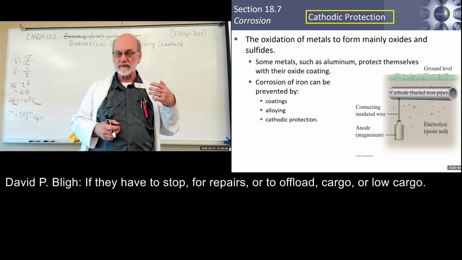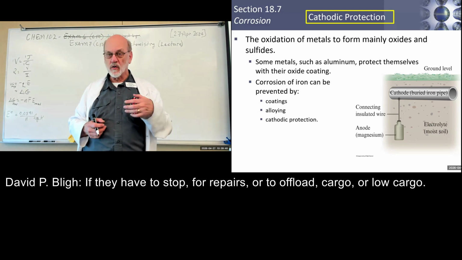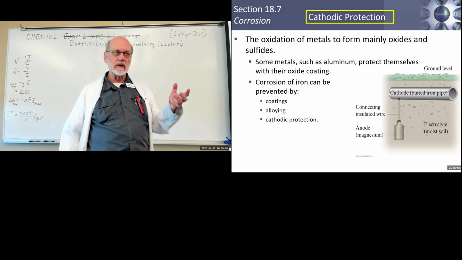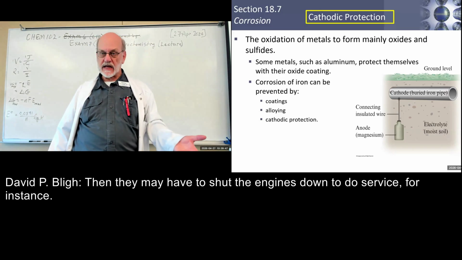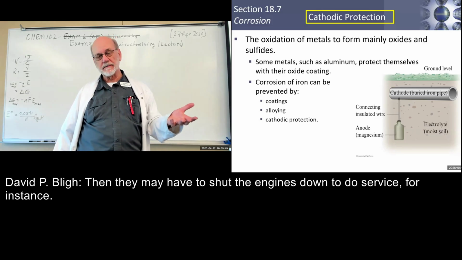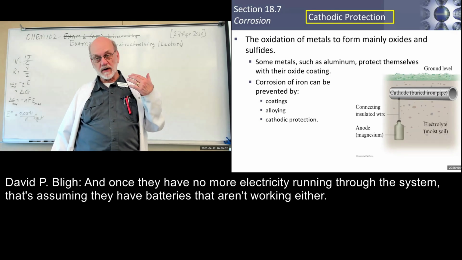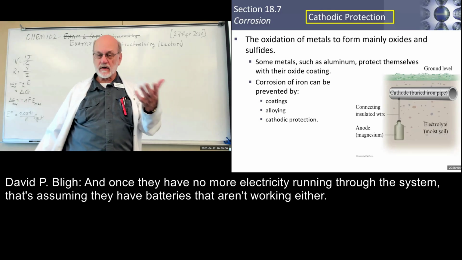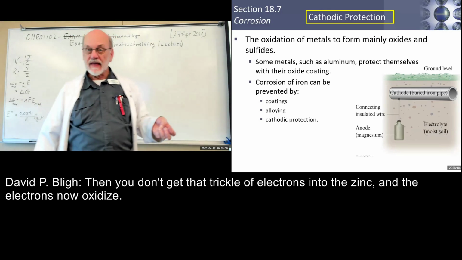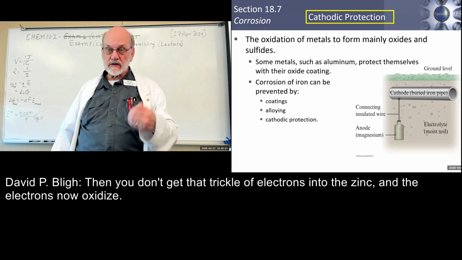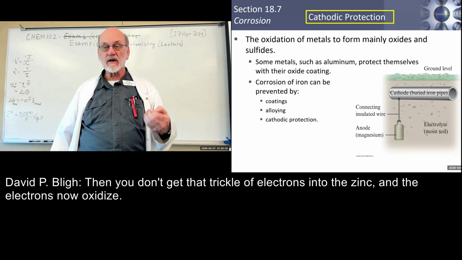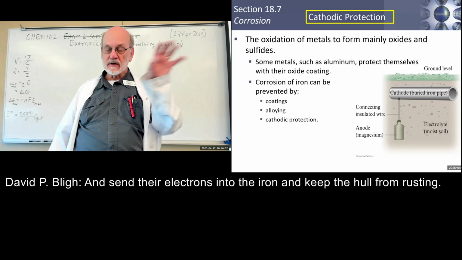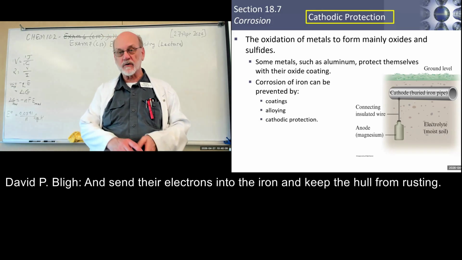If they have to stop for repairs or to offload cargo or to load cargo, then they may have to shut the engines down to do service, for instance. And once they have no more electricity running through the system, that's assuming they have batteries that aren't working either, then you don't get that trickle of electrons into the zinc, and the zinc now oxidizes and sends its electrons into the iron and keeps the hull from rusting.